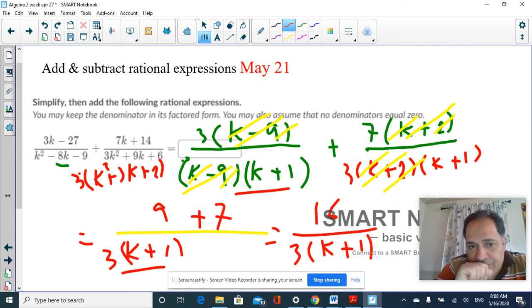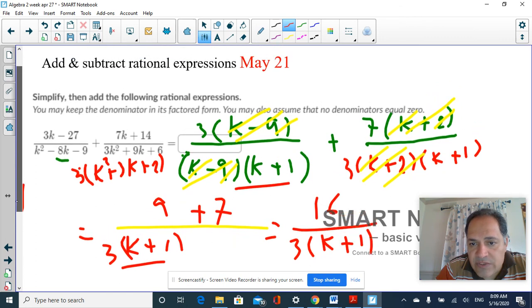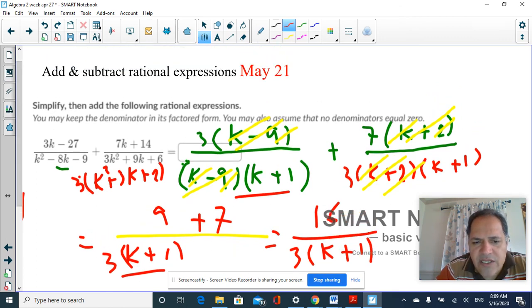And what he asked after that: you may also assume that no denominators equal 0. Okay, so this is an assumption we have. We don't make our denominator equal 0. But if he asks at what point the function is undefined, you are going to make the whole denominator equal 0. So at k equal 9, the function is undefined. Sorry, at k equal negative 1 and k equal negative 2, and k equal 9, the function is undefined.